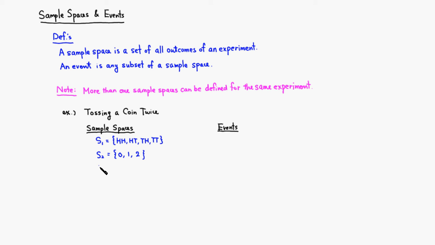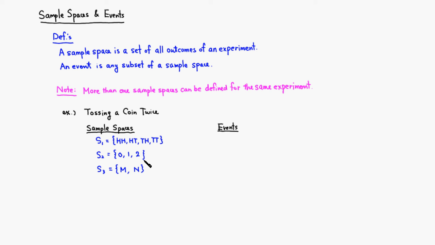Let's do one more. Say S3 could be, if you have a match, either head head or tail tail, then we say the 2 tosses are matched, or not matched. So that could be a sample space as well.